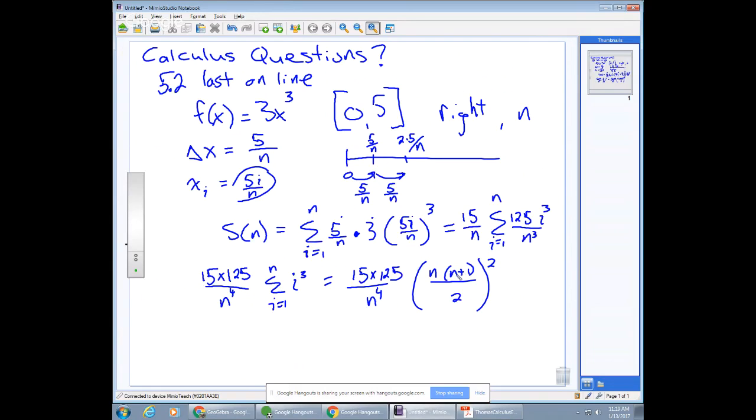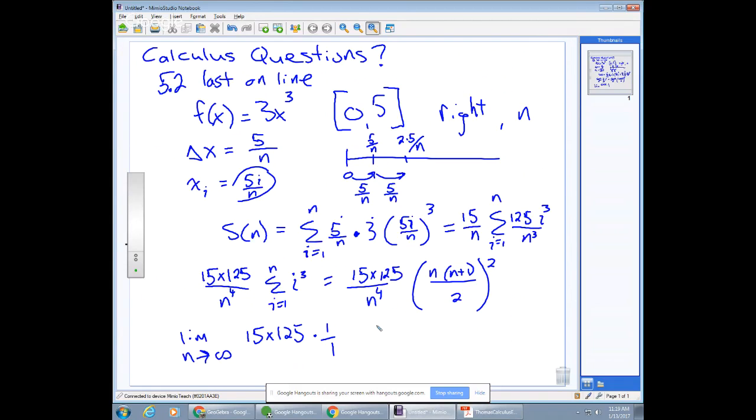over 2, all squared. Now note, if I multiply all of this stuff out here, then I'm going to get n times n, which is n squared. Squared again, I get an n to the 4th. So the leading term in the top is a 1n to the 4th. I have a 1n to the 4th outside. So when I take the limit of this as n goes big, what I'll get is that 15 times 125, whatever that is. And then leading coefficients are 1 over 1.